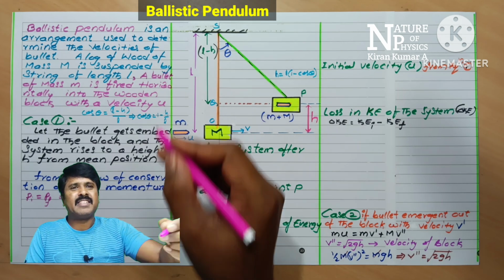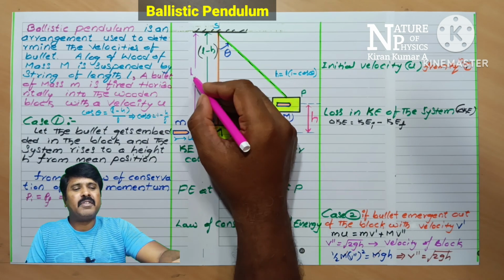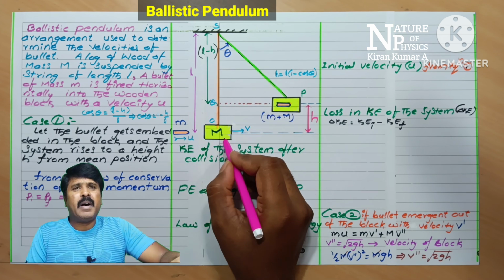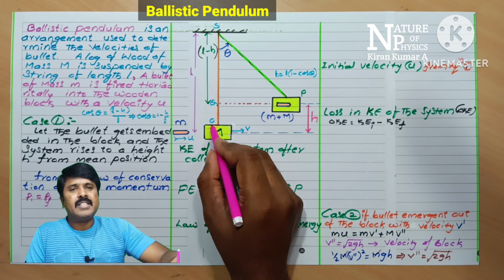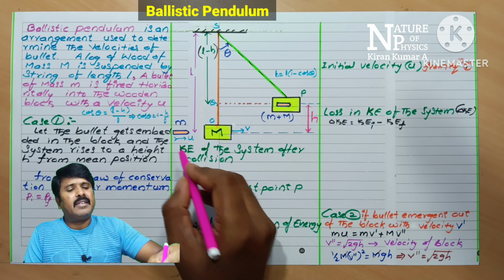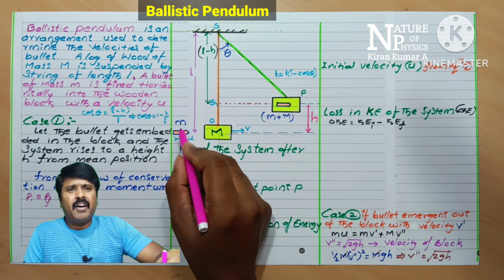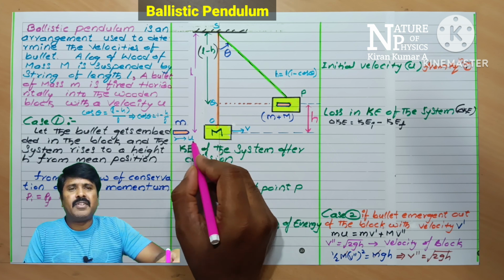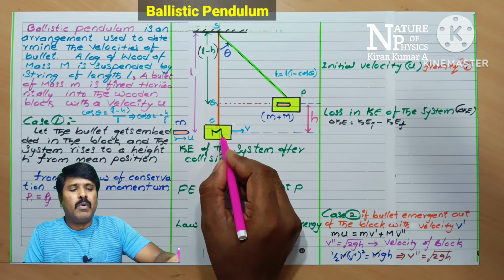Today's topic is the ballistic pendulum. L is the length of the pendulum. Capital M is the mass of the block. O is the mean position. And here a bullet of mass small m, moving with a velocity u, collides with the block.